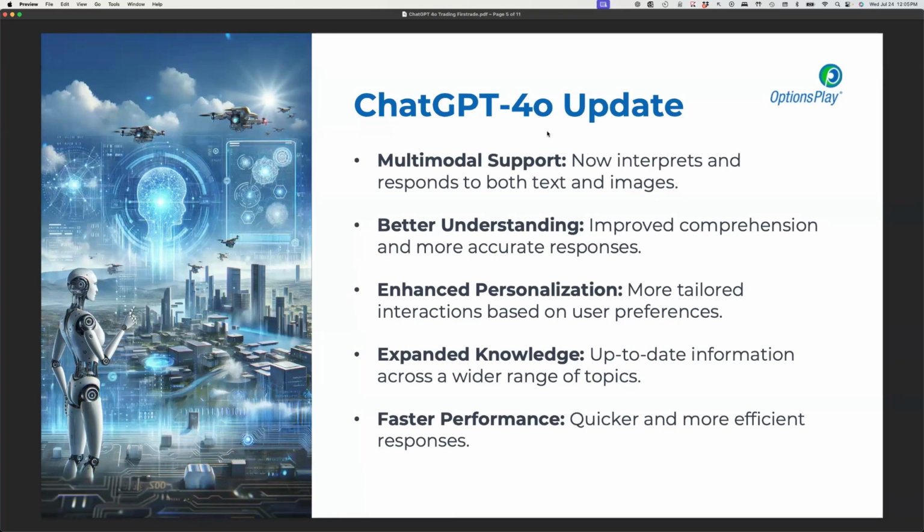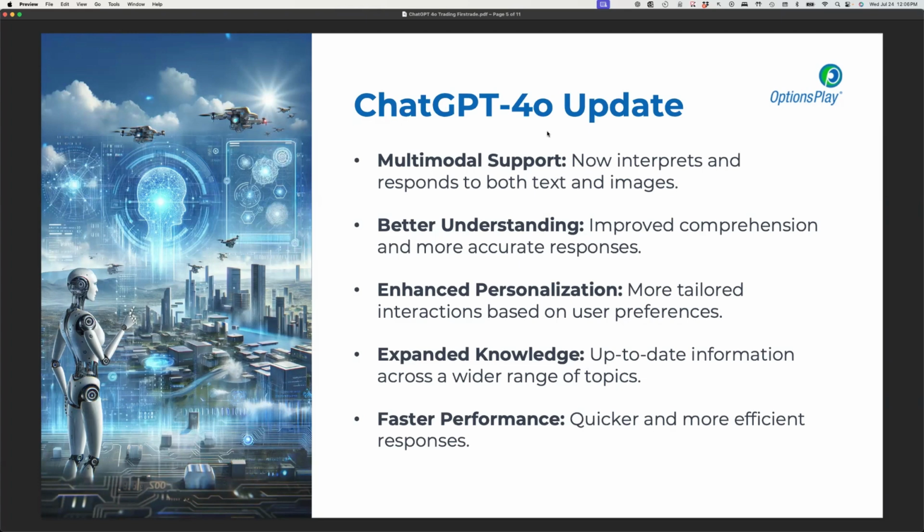Provided that you give ChatGPT the right prompts, it's going to help you facilitate your options trading or your trading in general. It has better understanding of comprehension and more accurate responses. It has more personalization. It has obviously expanded knowledge in terms of more up-to-date information across a wider range of topics. This includes the ability to search the internet in a much better fashion. It's still not as fast as Google's Gemini, but it is far better in terms of its ability to interpret things, and it is obviously much faster compared to previous versions.